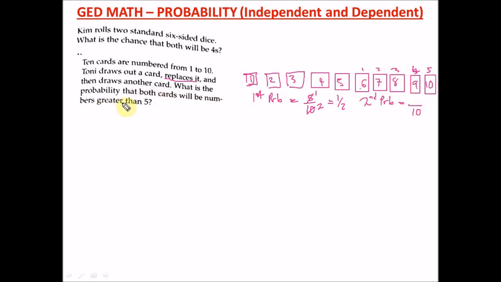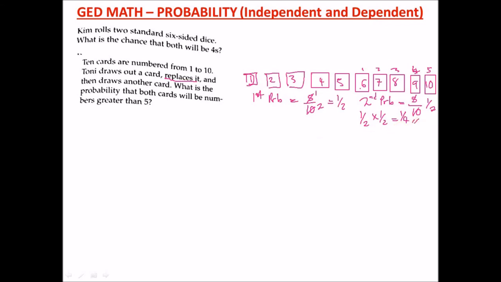All right. And the numbers that are greater than 5 is still what? 5. So we have 5 numbers greater than 5 here. So we still have 5 over 10. And when we reduce this, we're going to get what? 1 over 2. So here, the probability that both of them will be cards with numbers greater than 5 is what? 1 over 2 times 1 over 2. And what would that give us? That would give us 1 over 4. So this is our answer.